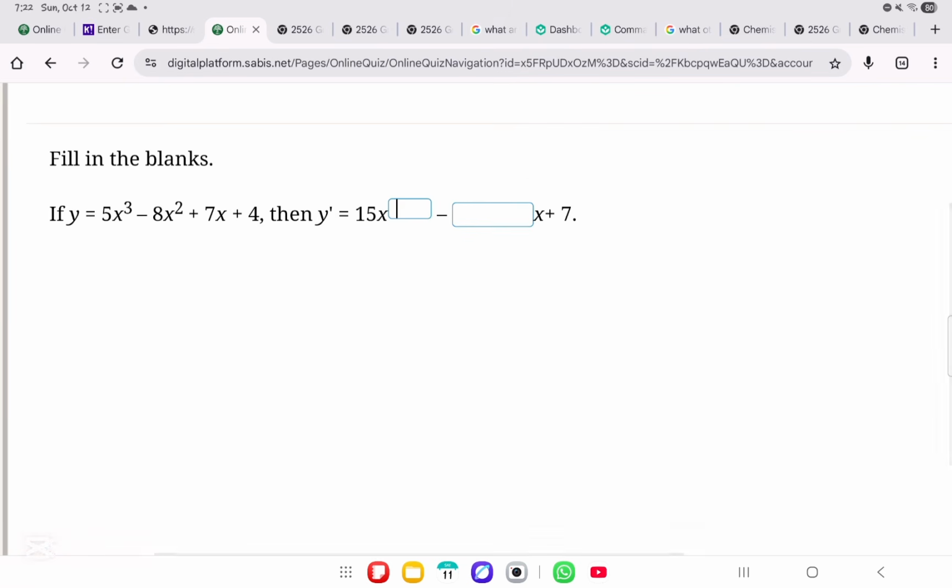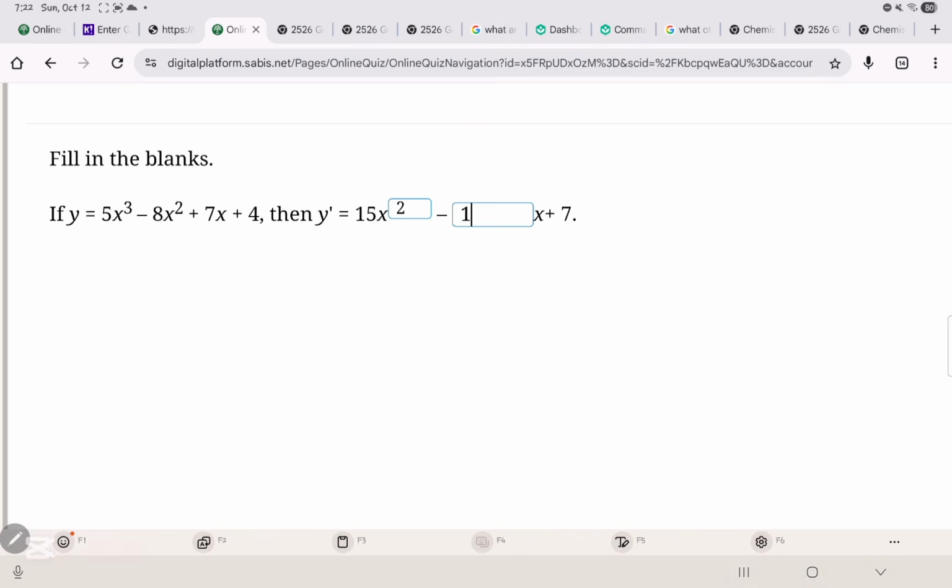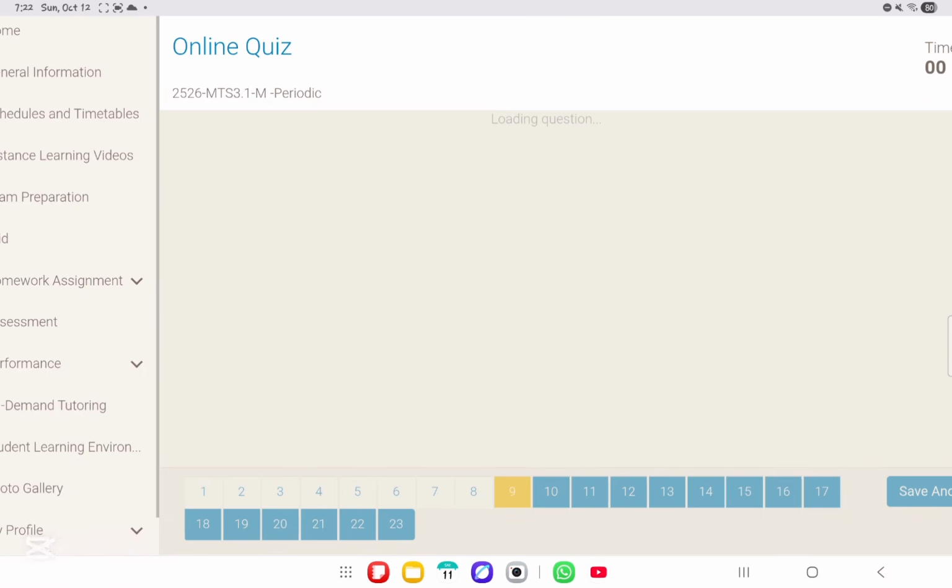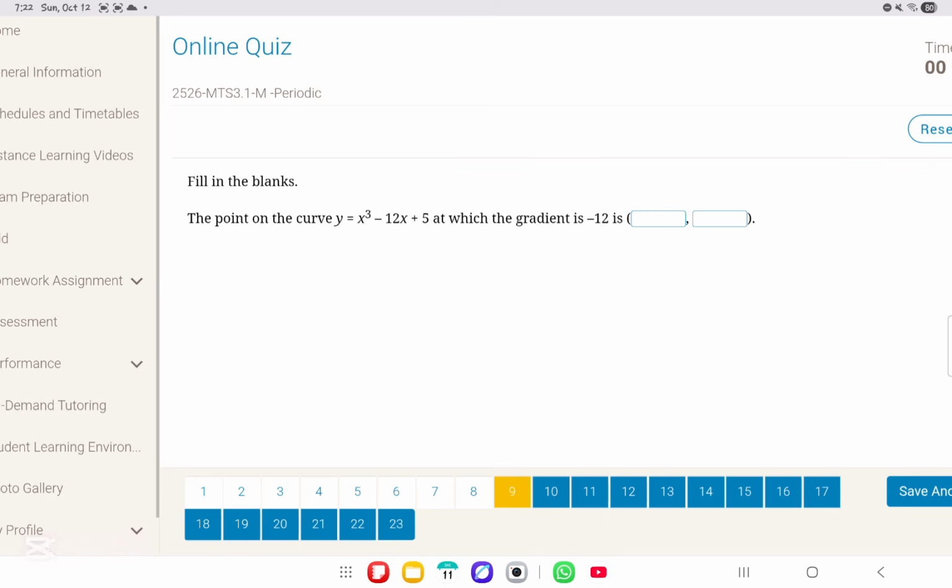Okay, here we need to find the derivative. Again, because it's addition and subtraction, you need to find the derivative of every single term and then add them all together. So that's going to be 15x squared minus 16x plus 7. We'll move on to question number 9. What does it say in question number 9?